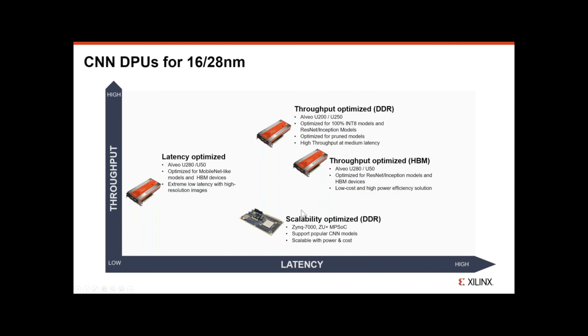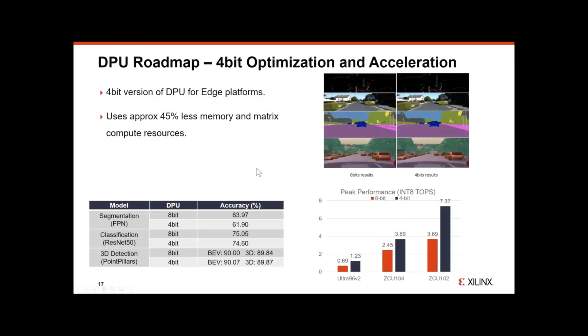Finally, we have the scalability optimized DPU for the Zynq and Zynq UltraScale Plus. This DPU scales all the way down to small devices like a Zynq 7020 or a ZU2, and scales up to very large devices like a ZU9. The DPU can be instantiated with up to 4 cores running in parallel, and can support different types of layers and operations based on your user selections.